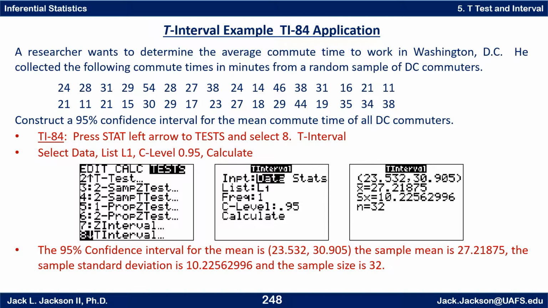How slick is that? I mean, that is just awesome. It does the entire process for us. There is the lower limit of the confidence interval, the upper limit, showing about 5 significant digits each. And then it tells us the mean of the sample. The sample mean was about 27.2 minutes with a standard deviation of about 10.2 minutes in the sample. And the sample was of size 32. And there's your confidence interval.